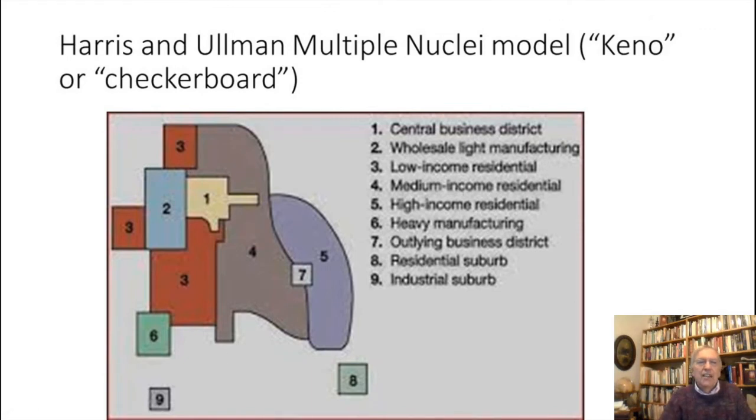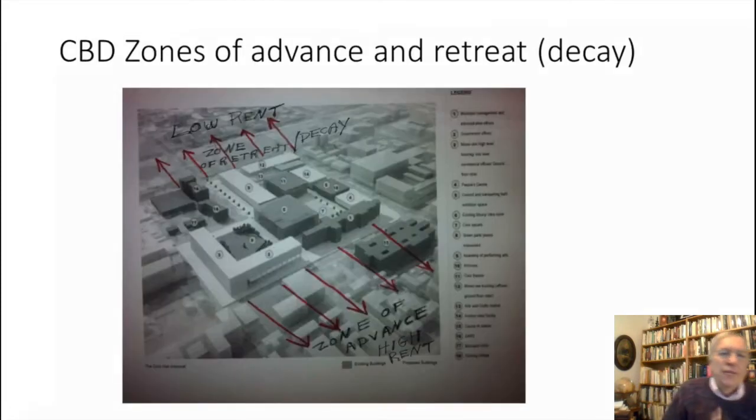Once again, you have the central business district for all cities, but then you might have a warehouse district, a factory district, a middle-income residential area, a high-income residential area, an industrial suburb, and so forth. And you think, well, there's a lot of truth, which I will show you in 1 second.